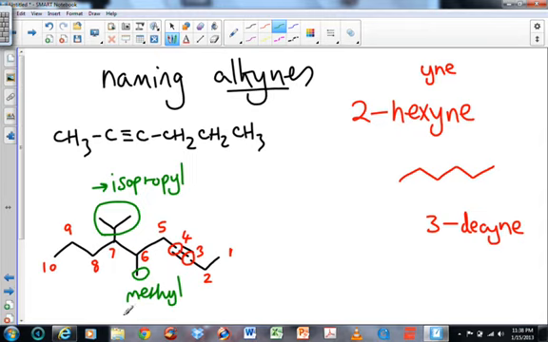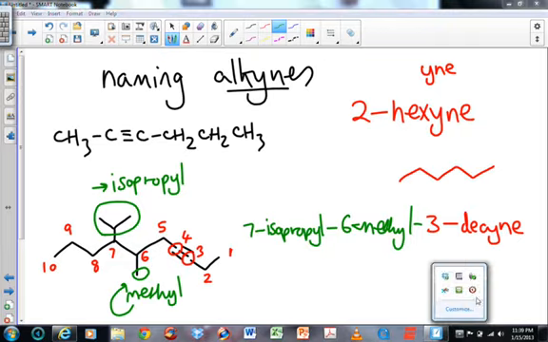And then all we've got to do is put on our numbers. Alright. So the alkyne started on carbon 3, the methyl is on 6, the isopropyl is on 7. Isopropyl comes alphabetically first, so therefore what we have is 7-isopropyl, 6-methyl, 3-decyne. And that's the way naming alkenes and alkynes works. Alright? Simple as that.